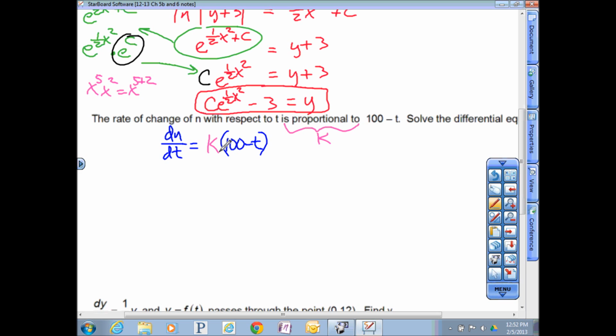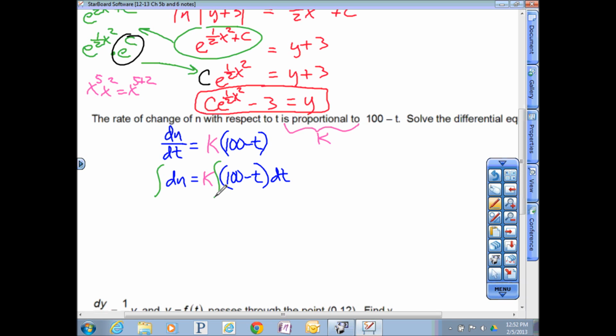So now we're going to solve this differential equation. So let's separate our variables. So here's a dn. And remember, k is not a variable in this problem. K is a constant. So I'm going to leave this k kind of separate. Now we're going to integrate both sides with respect to the variable that they have.